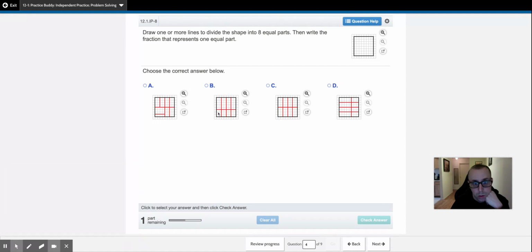1, 2, 3, 4, 5, 6. 10 and 6, 10 and 6. This does not have 8 equal parts. Let's look at this one.